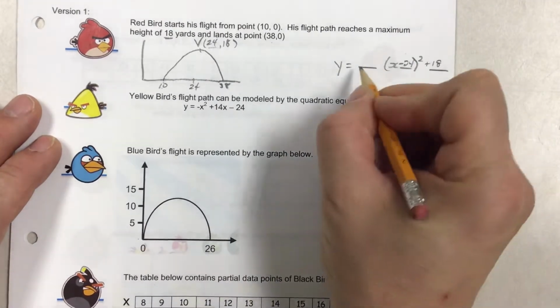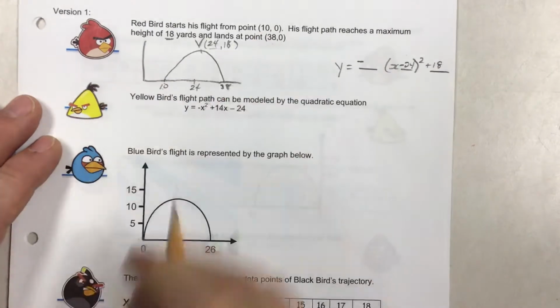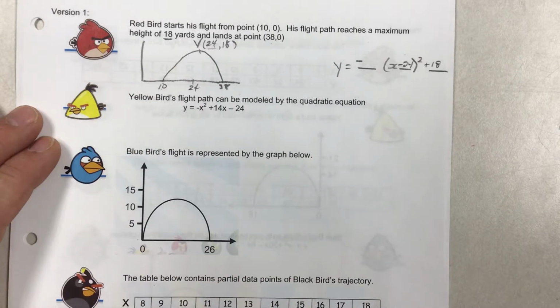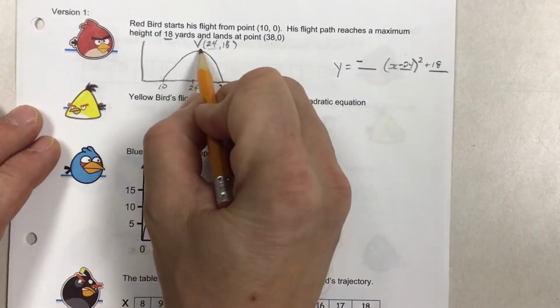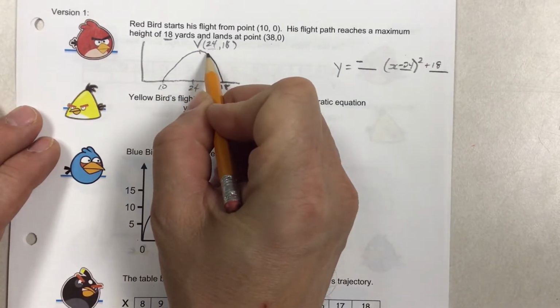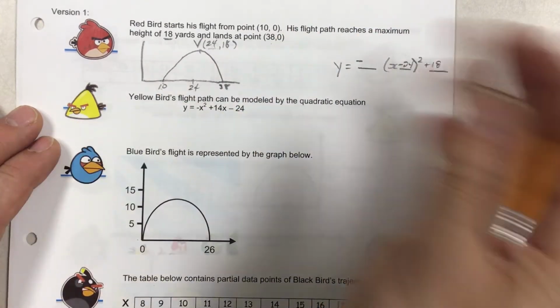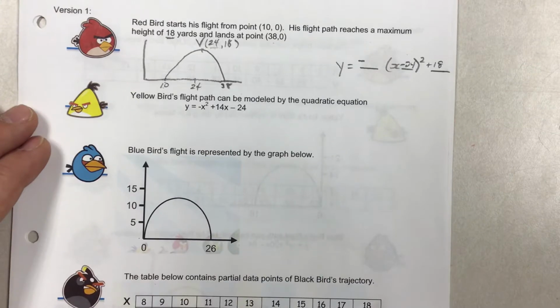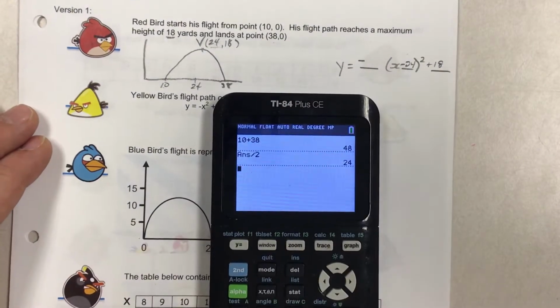What's the a value? Well, we know it's negative. Why? Because it's upside down. But we don't know the a value of that. At this point, what we would normally do is go over 1 and down however many. But because this is a sketch and there are no lines on it, that is not accurate whatsoever. So that's where we have to use the calculator.